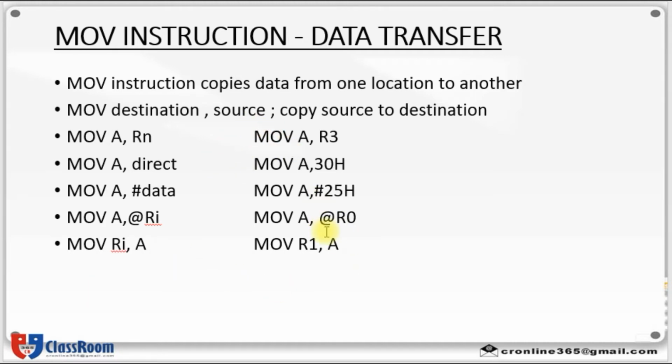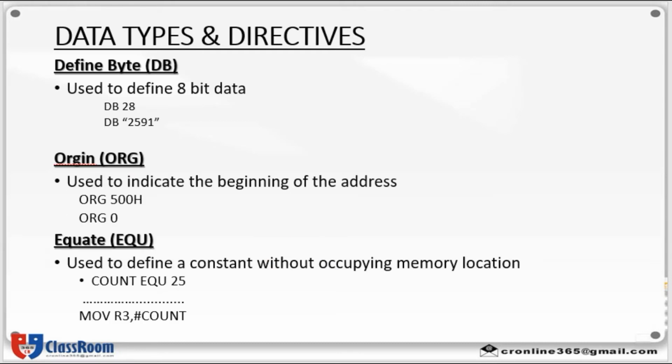Then all these can be written in reverse order also. For example, move Ri, A, the reverse of this one. That is move R1, A. Accumulator content has to be transferred into R1. So the move instruction is the most important data transfer instruction in the 8051 microcontroller. Then next we can pass on to data types and directives.